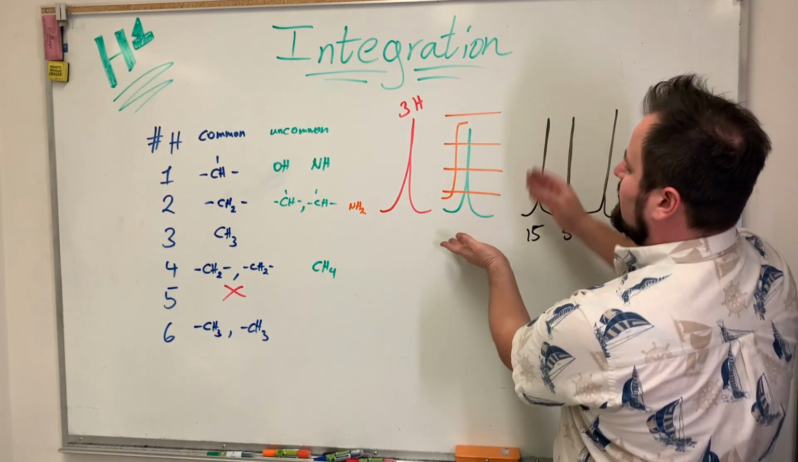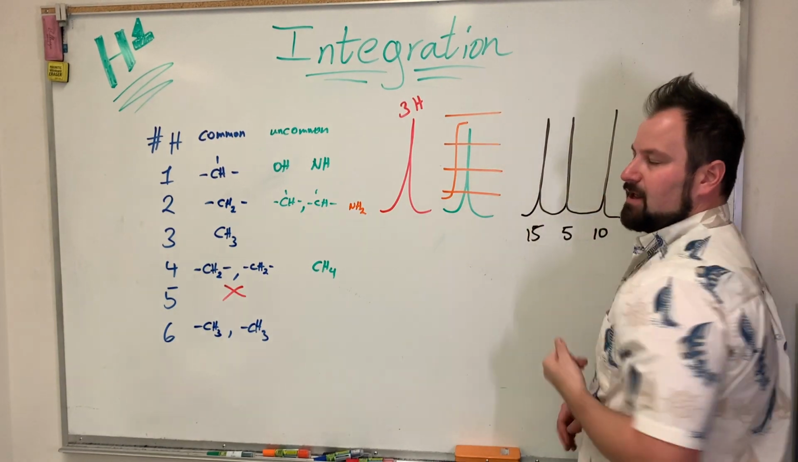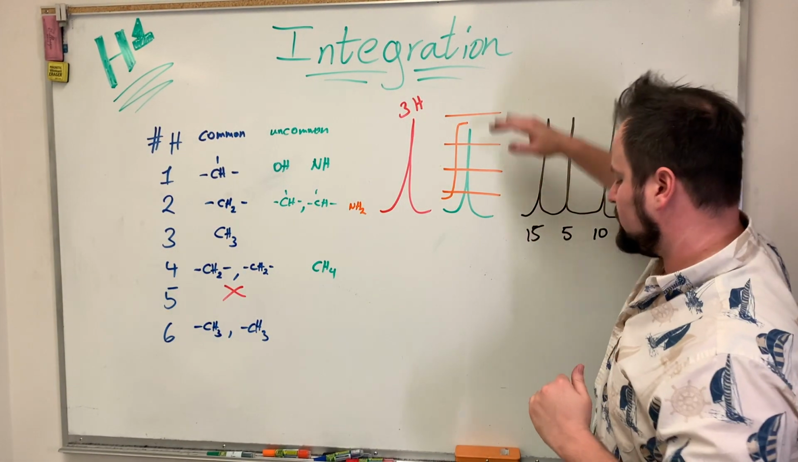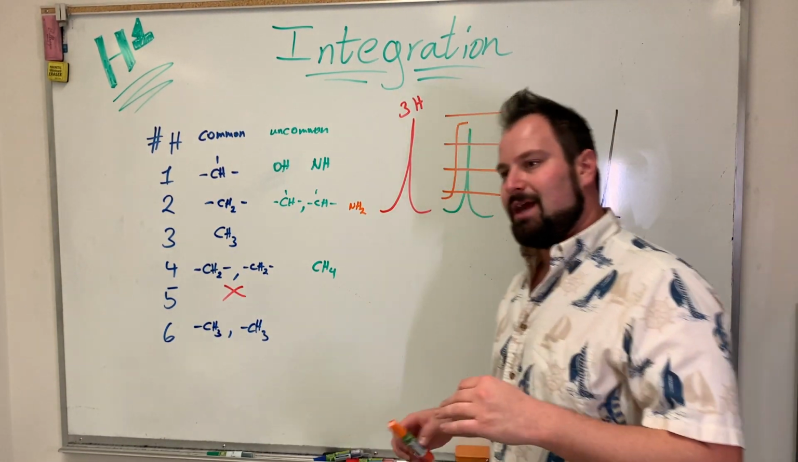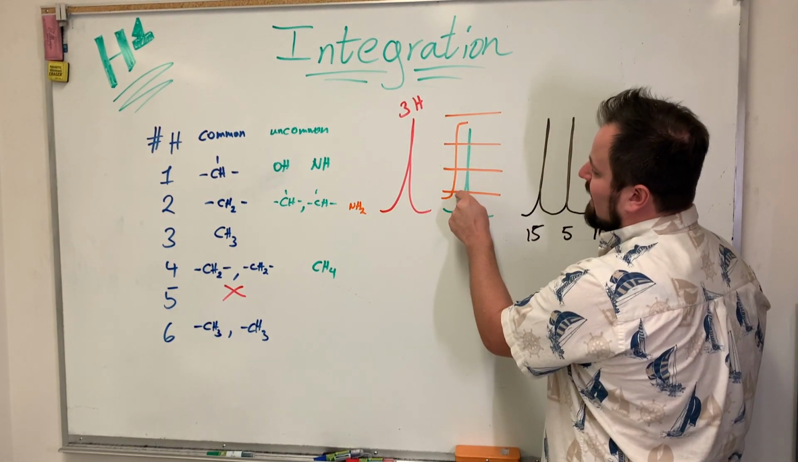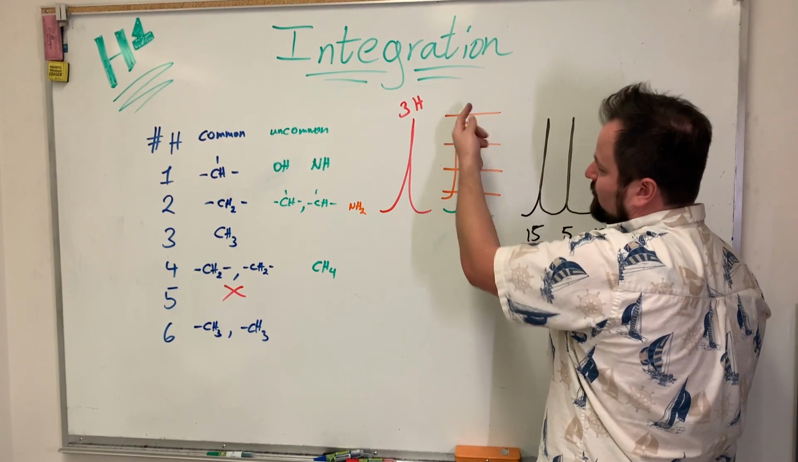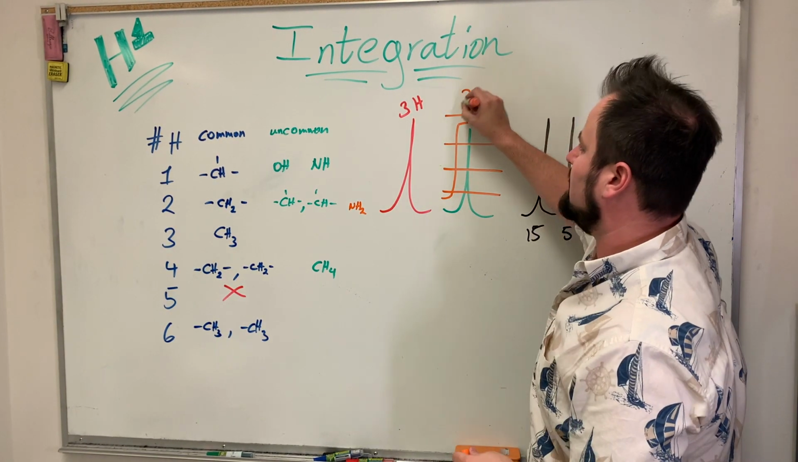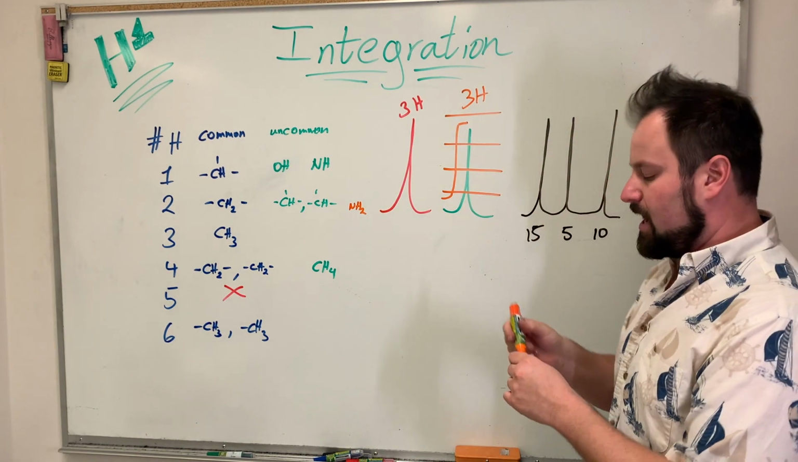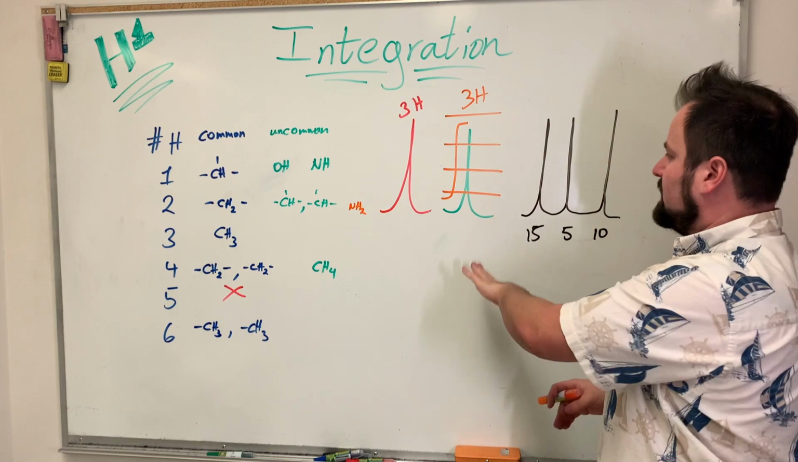It could be that it's given to you like this, where you'll get these kind of rows. Each one of these rows usually accounts for 1 hydrogen, and so you can see here this goes up half, and then 1.5, 2.5, 3, and so you would expect this to be 3 hydrogens. This is an older version, you don't see it as much, but it does still happen.